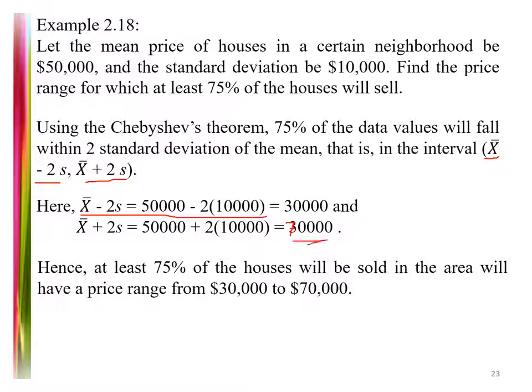So we can say at least 75% of the houses sold in the area will have a price in the range from $30,000 to $70,000. This is a simple application of Chebyshev's inequality. In the next slides, we are going to discuss the empirical rule, which extends this definition from Chebyshev's inequality.